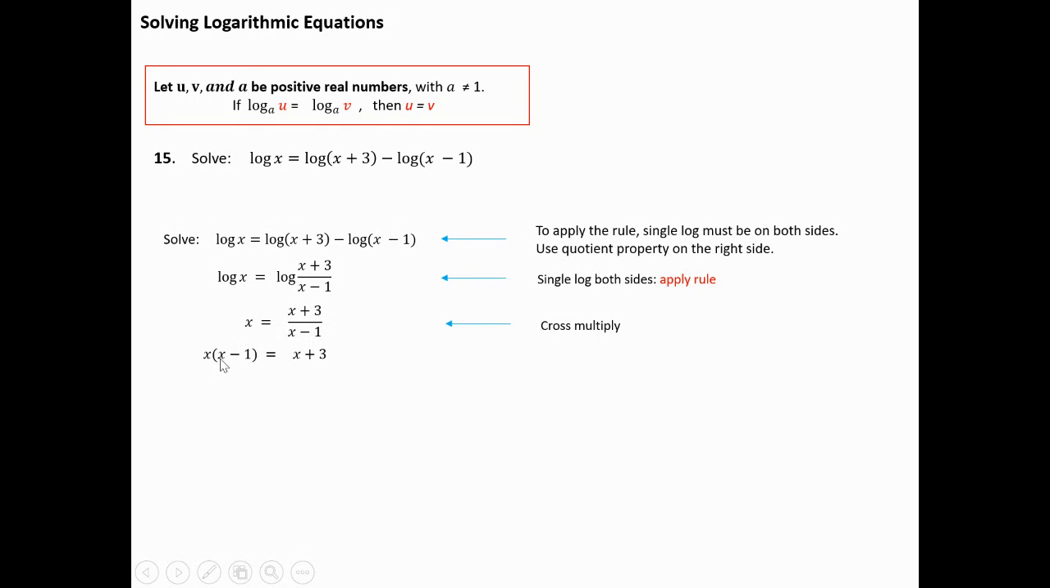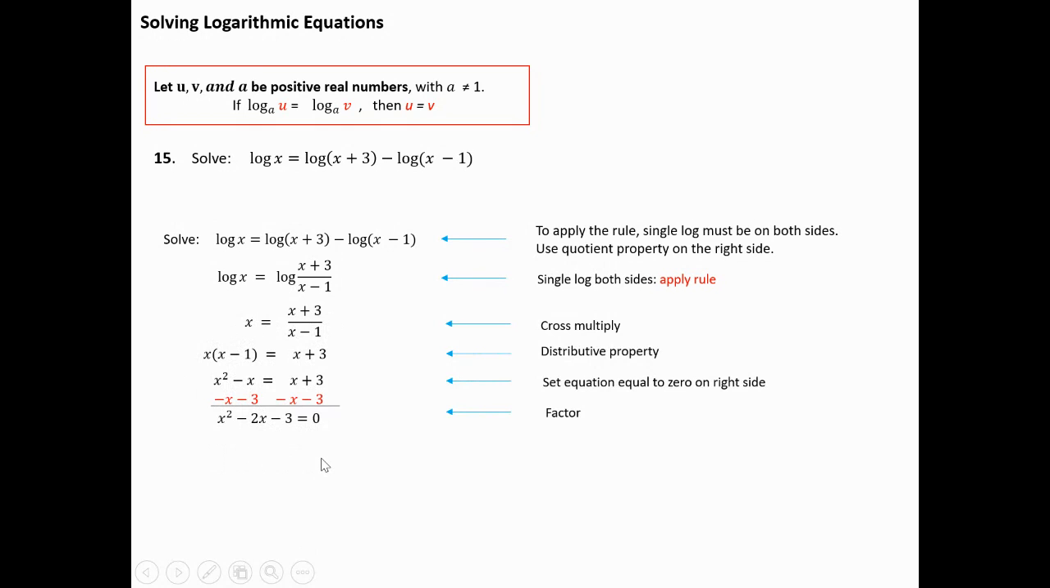So you multiply x times x minus 1. This is my result: x times x minus 1 equals x plus 3. Now I'm going to distribute, so it'll be x squared minus x equals x plus 3. Since we have a power of 2 on the left side, we're going to solve the quadratic equation, which means the x plus 3 must go to the left side. So we subtract x and 3 from both sides, and we have x squared minus 2x minus 3 equals 0.